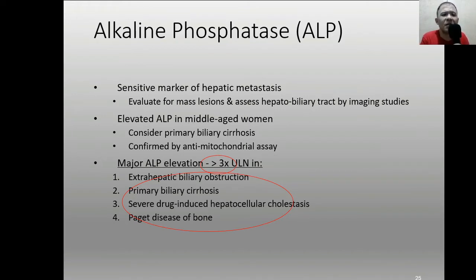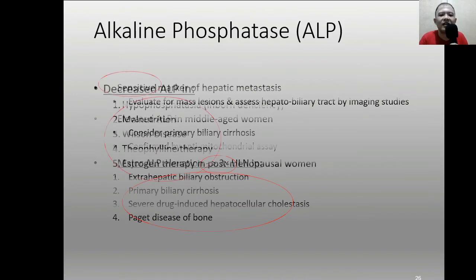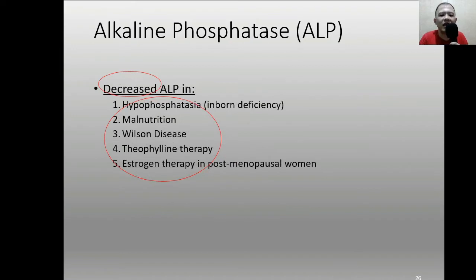Significant ALP elevation is seen in the following: extrahepatic biliary obstruction, primary biliary cirrhosis, severe drug-induced hepatocellular cholestasis, and Paget's disease of the bone. A decrease in ALP is found in the following conditions: hypophosphatasia, malnutrition, Wilson disease, theophylline therapy, and estrogen therapy.